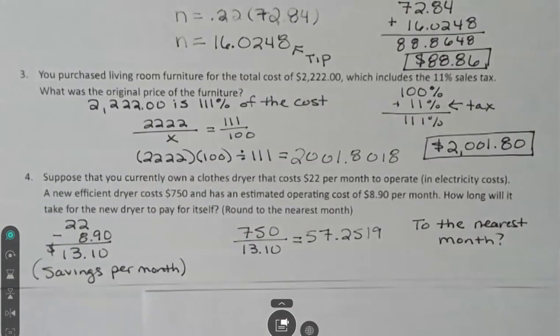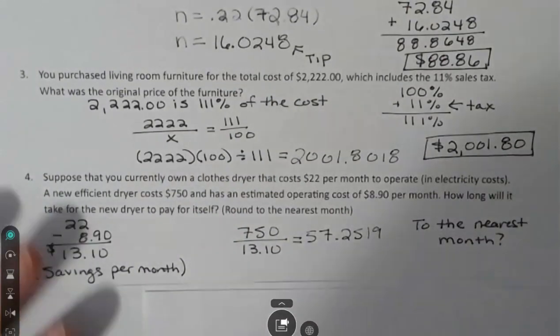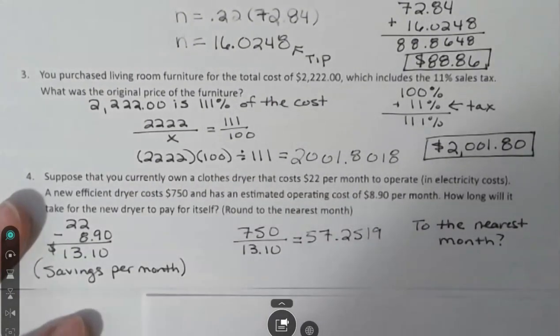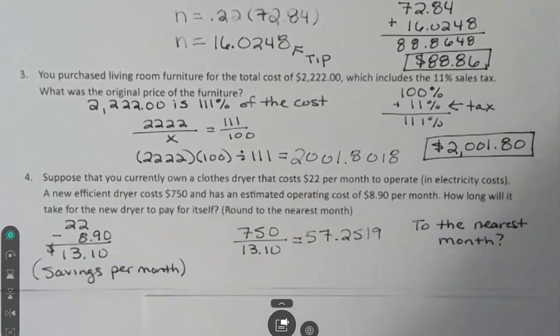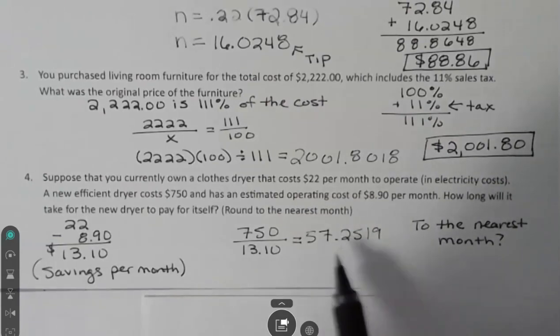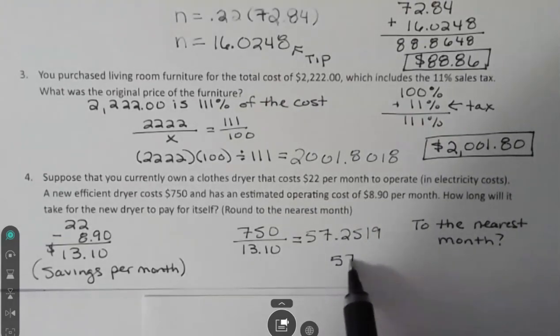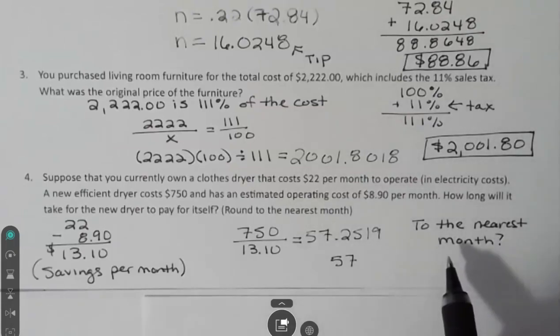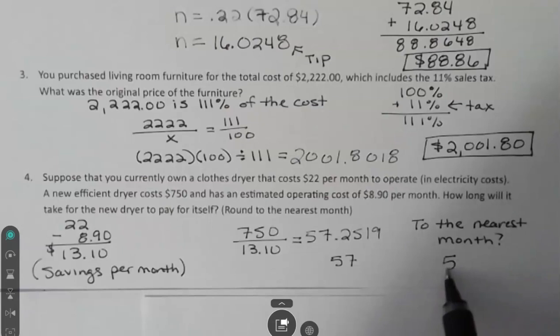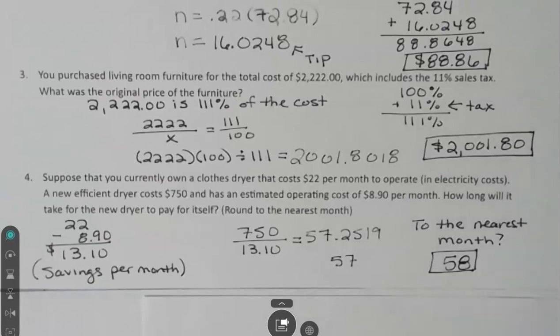57.2519, yada, yada, yada. So if you round down here, I'm not sure what they're going to want you to do in the problem. If you round to the nearest month it would be 57. But in truth, if you did that, 57 wouldn't be quite enough. It would take you 57 and then some. So it'd be 58 months before it actually paid for itself. The rounding rules would say 57. But for me, I would say 58. And in truth, I don't know which way they're going to ask for that on the program when you do it. But I would say 57 is not quite enough. So to the nearest month, it's going to take me 58 months.